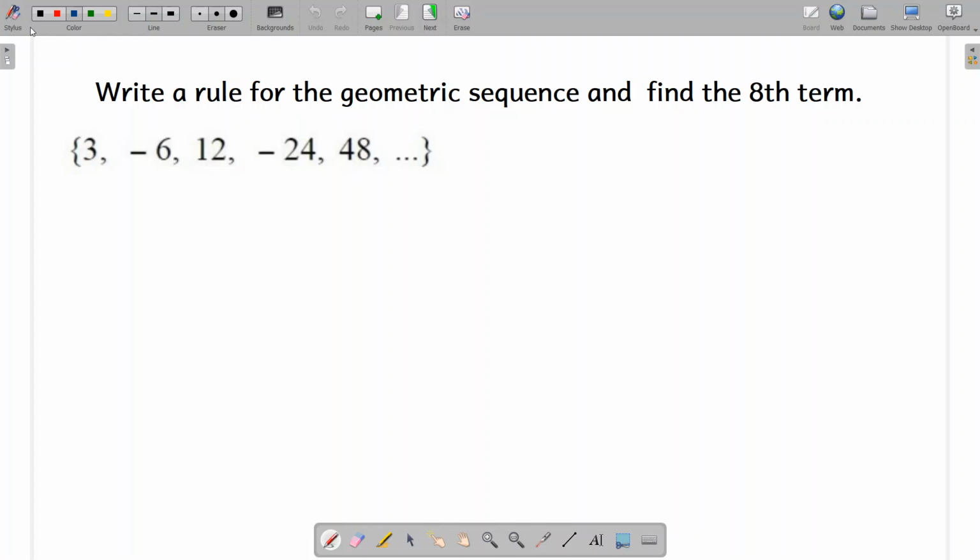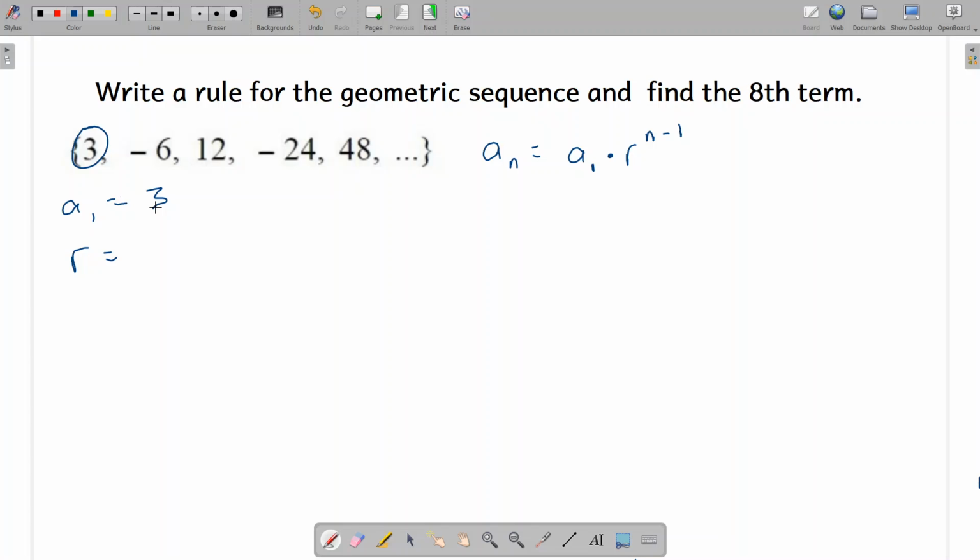Here's the first thing that you would have to know how to do. Given a sequence, I want you to know how to write a rule for that sequence and then find a particular term. To write a geometric sequence rule, we're going to be using the formula a subscript n equals a1 times r to the n minus 1 power. We need to find a1 and r to be able to write that rule. a1 is easy, it's just your first term, and r is pretty easy to find as well. It's just the number that we're multiplying by each time.